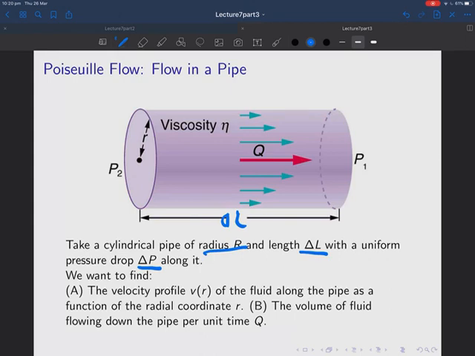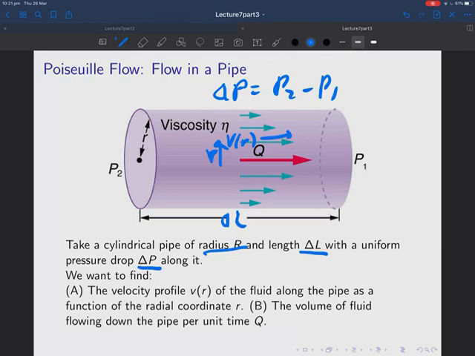So the pressure drop along this pipe is delta P, which is like P2 minus P1 here, if you like. And we want to find two things. The velocity profile of the fluid along the pipe as a function of the coordinate r. So I want to know what the velocity looks like as a function of r. And I want to know the volume of fluid flowing down the pipe.